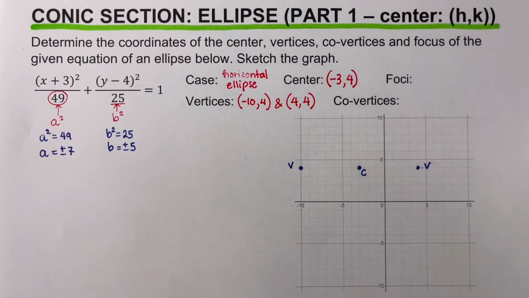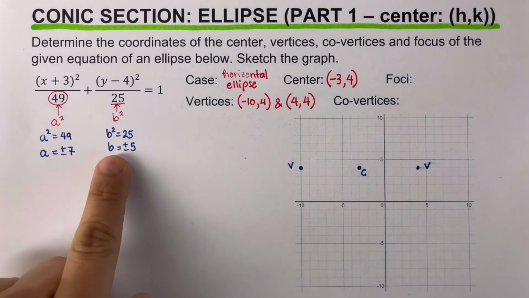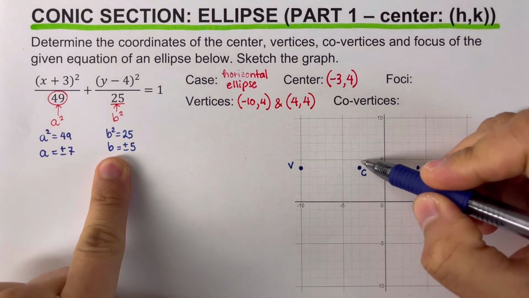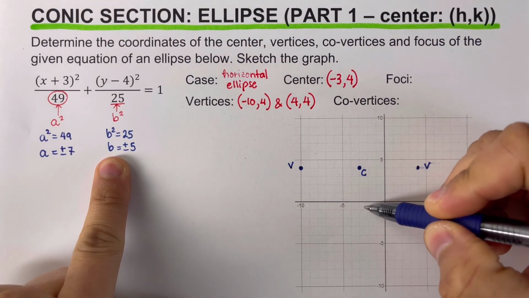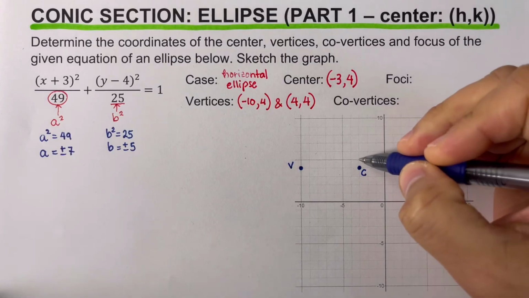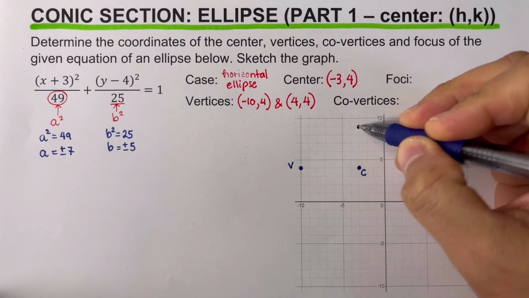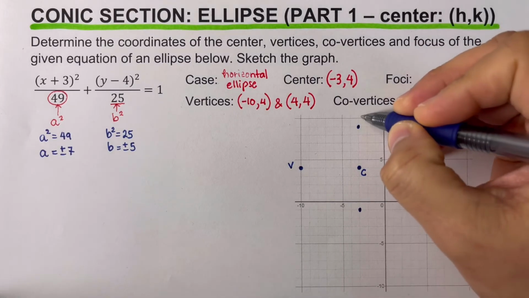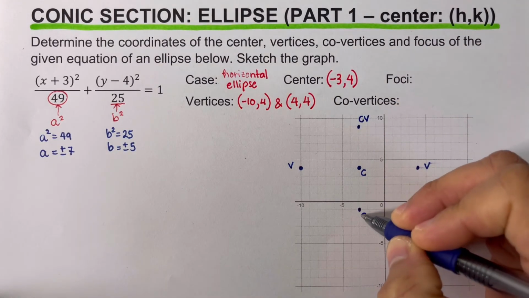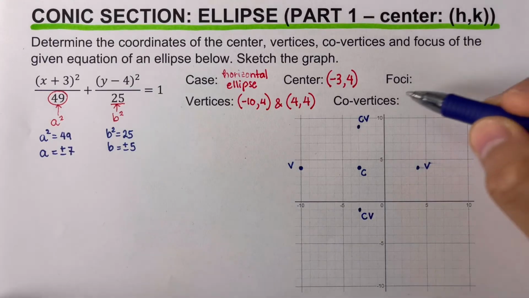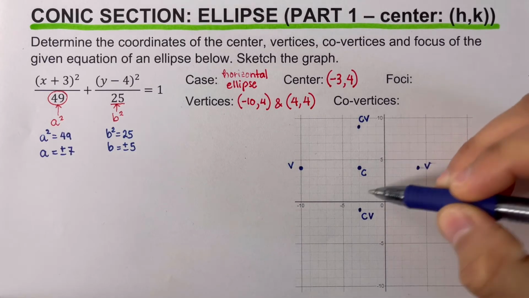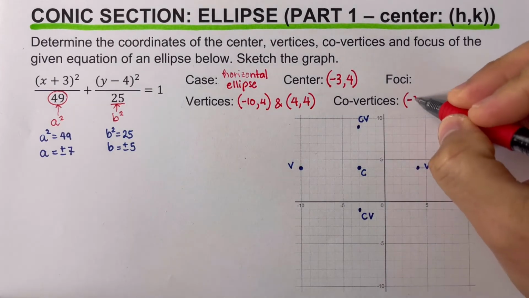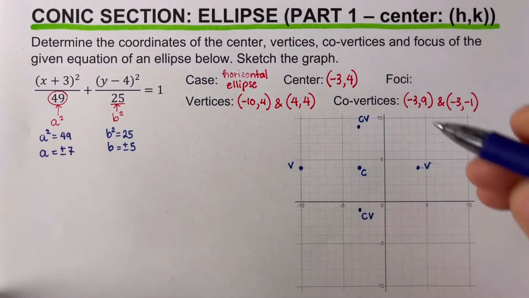Okay, now let's plot the co-vertices. Now we remember that the distance from the co-vertex to the center is represented as letter b. So I go up 5 and down 5 to determine the co-vertices. So that's 1, 2, 3, 4, 5. This would be 1, 2, 3, 4, 5. And so I'm going to label this as the co-vertex, and this is our co-vertex. So that I will write the coordinates of these two co-vertices up here. So I'm now ready to sketch the ellipse.